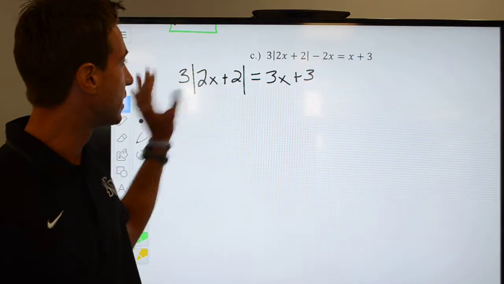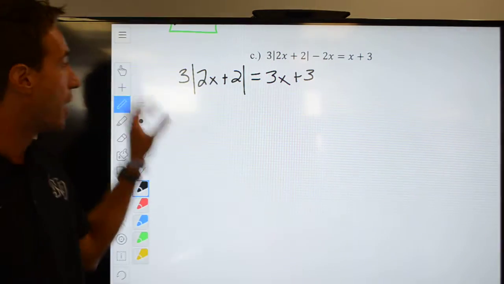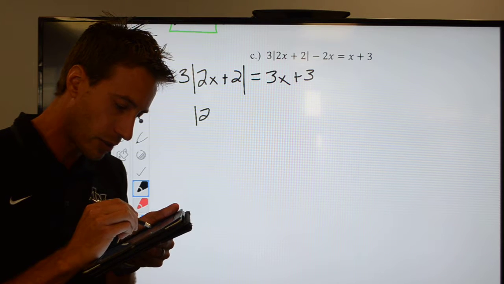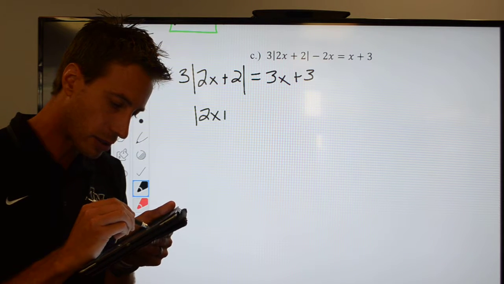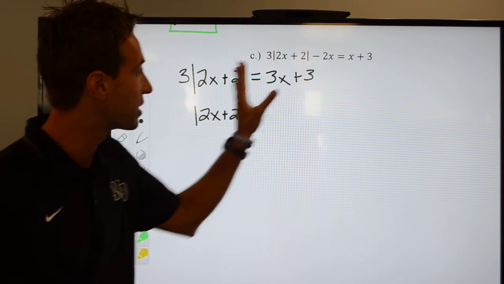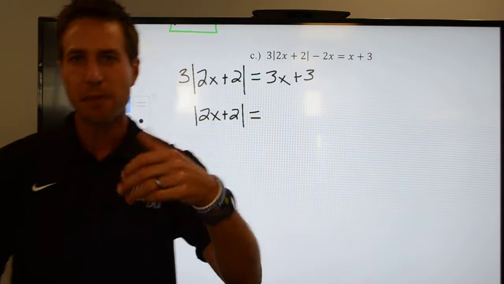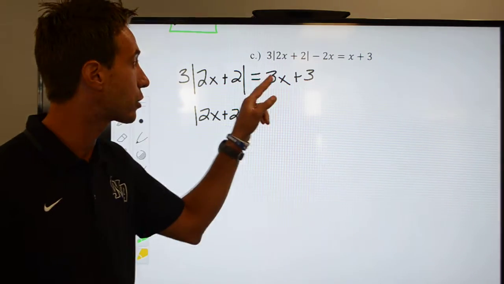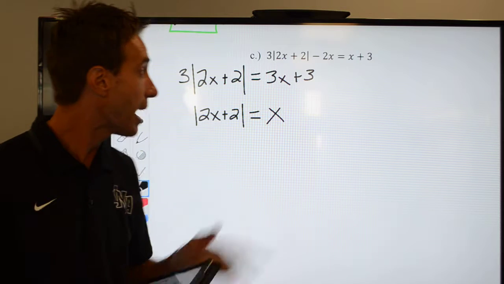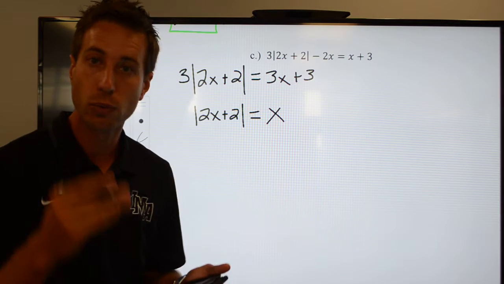Now we're going to divide both sides by 3. The 3's will cancel on this side, leaving me with just the 2x plus 2. Over here on this side, remember we're dividing everybody by 3, but maybe a simpler way of thinking of it is 3x divided by 3, which would just be x, and 3 divided by 3, which would just be 1.